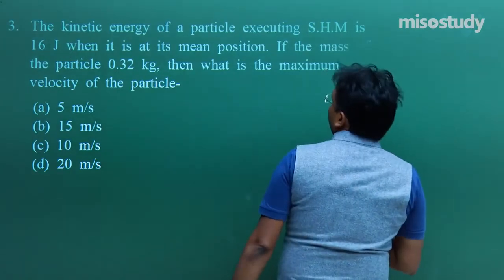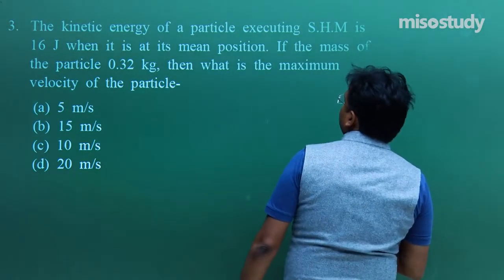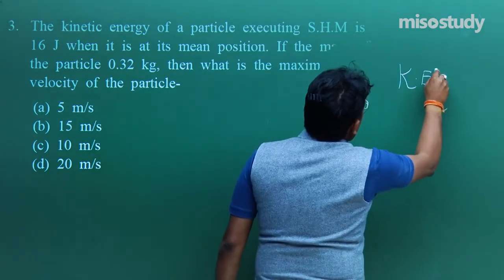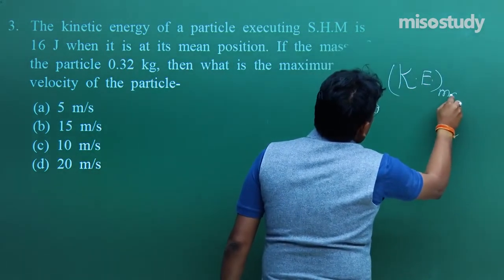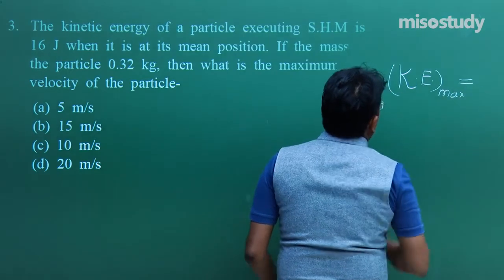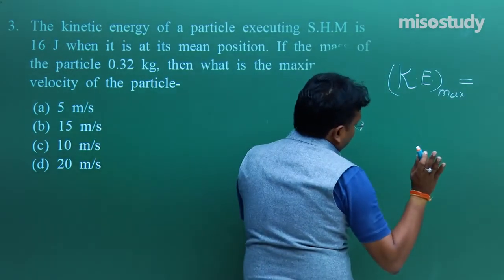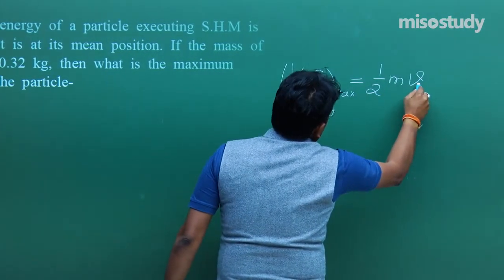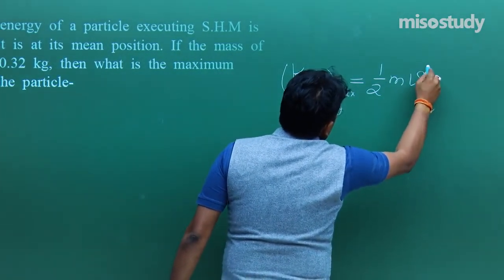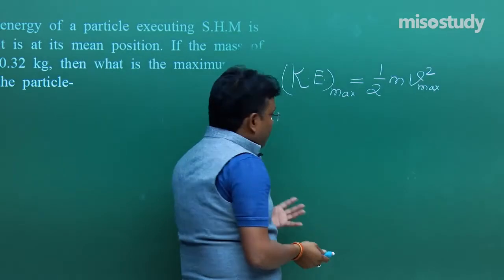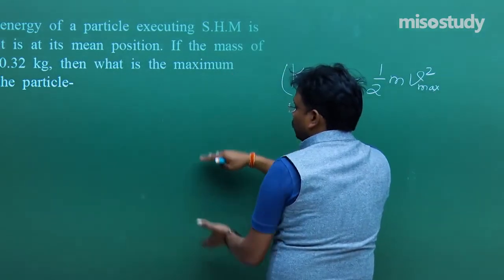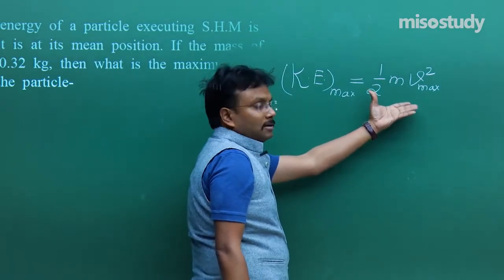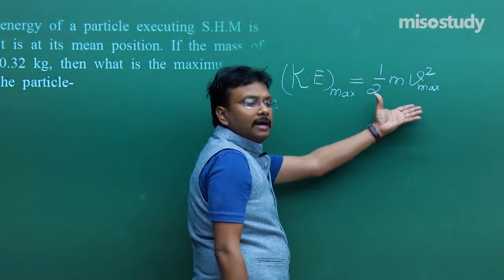Now, the simple formula is KE, that is kinetic energy max. Fine. Just some time back I mentioned this formula, half m v max square. After explaining this result using white and yellow color chalk, I hope now if I am directly writing this, no one is going to feel any difficulty.